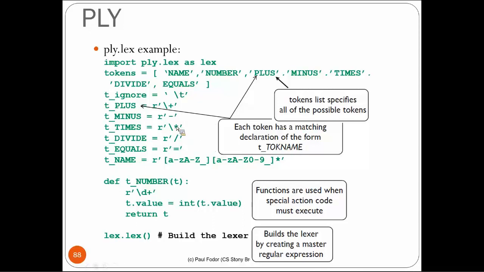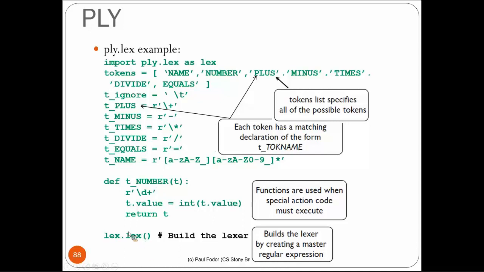Minus is a token, and we just have minus. We can put it as a character. Times is the multiplication sign. Divide is a slash, equals is an equal sign, and so on. And then for each one of the tokens we define functions that start with t underscore. Any function that starts with t underscore defines that specific token. For instance, for number, if we recognize any sequence of digits, the value of that token is the integer value, and we identify the number token.